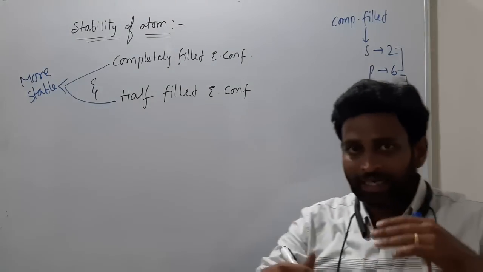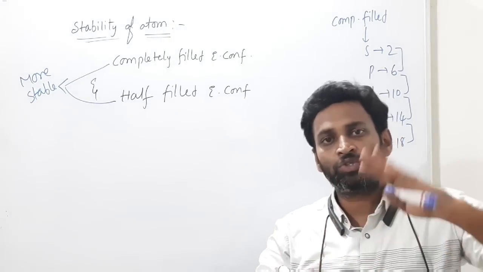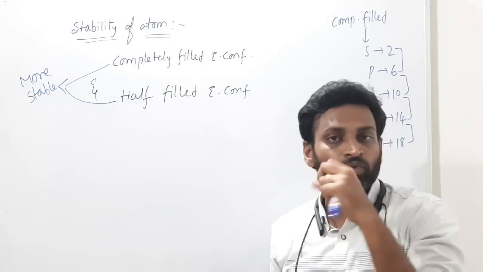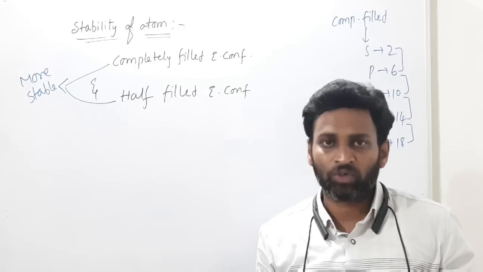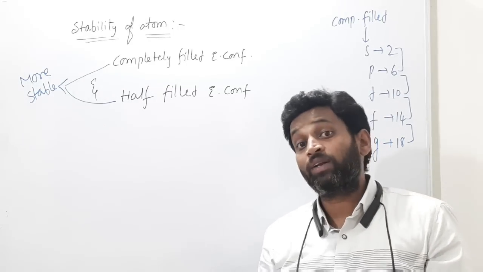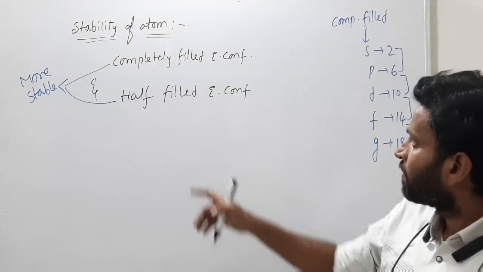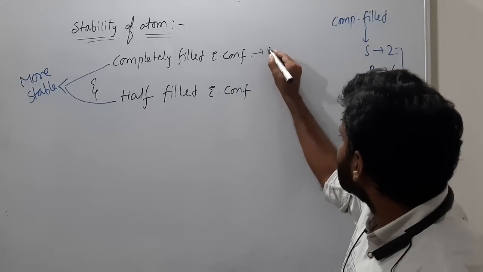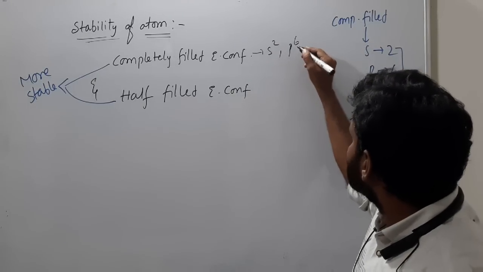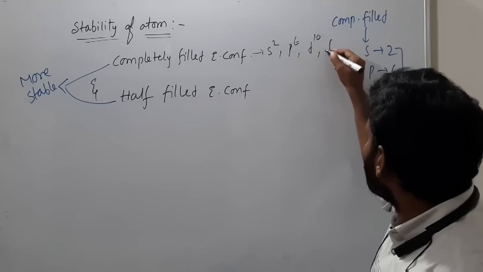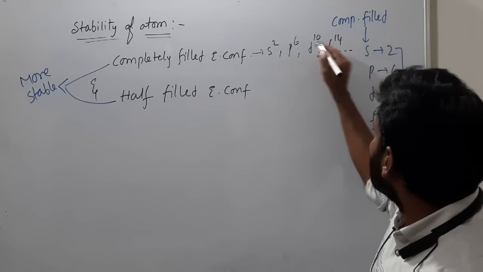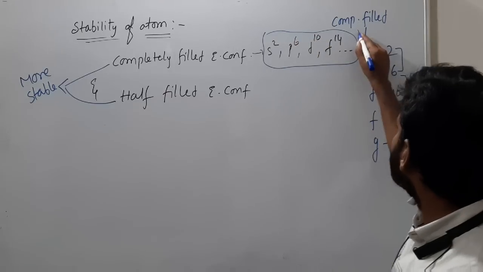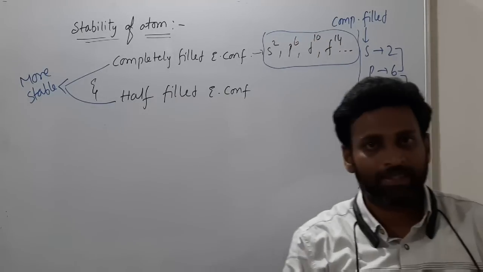After writing electronic configurations, I will explain two more things: the octet configuration and the pseudo-octet or pseudo-inert gas configuration. But that is after writing electronic configurations. Completely filled configurations mean s has 2, p has 6, d has 10, f has 14 and so on. Please note down all these things.